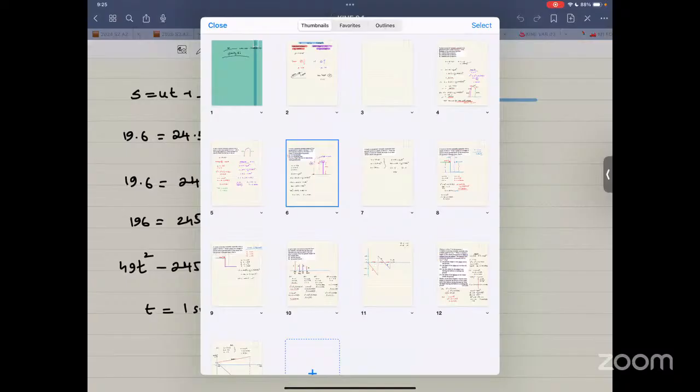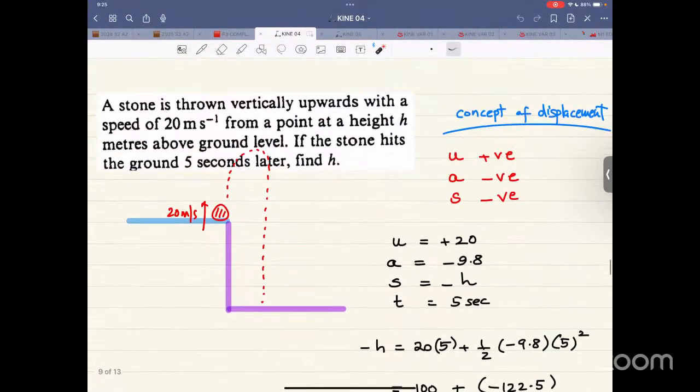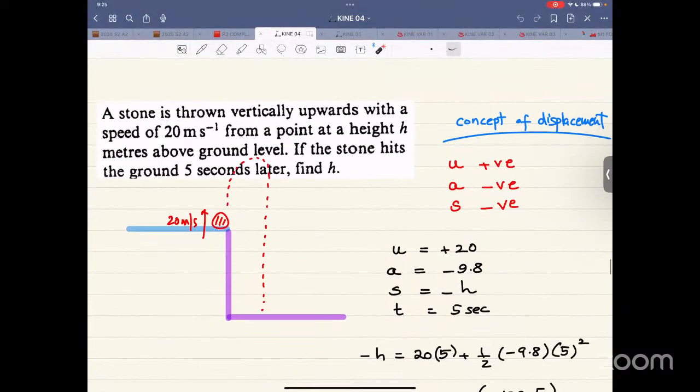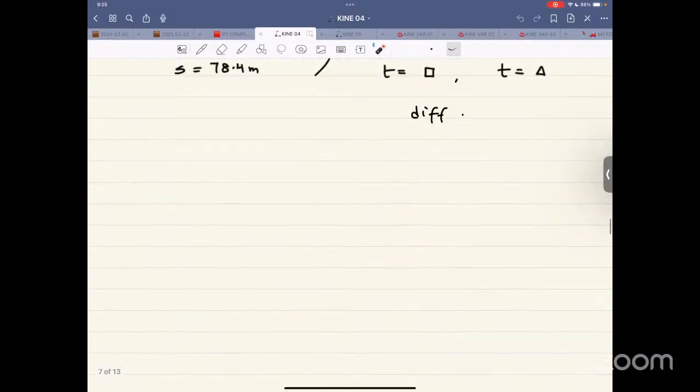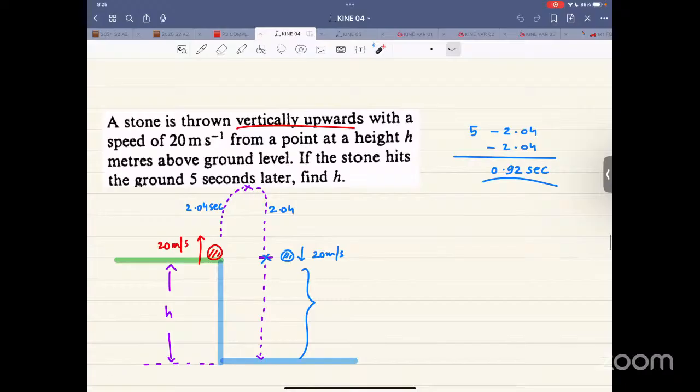Let me talk about something about displacement. Yes, very important. So now over here, I've done it in two ways. A stone is thrown vertically up with a speed of 20 meters per second from a point at a height h meters above the ground level. If the stone hits the ground 5 seconds later, find h.